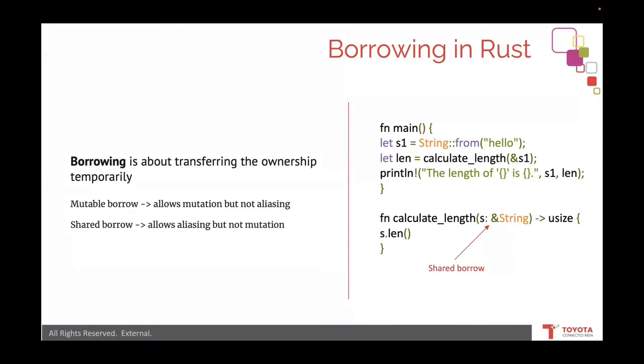In that we only allow the aliasing but not the mutation. So in the right side example, you can also see that we are trying to initialize the string hello string, and we are trying to call the calculate length function, and we are transferring the reference of that variable, and it goes here, and it is the shared borrowing, the example of the shared borrowing. And here we are trying to print the length of the string and string itself. So it is the example of the referencing.